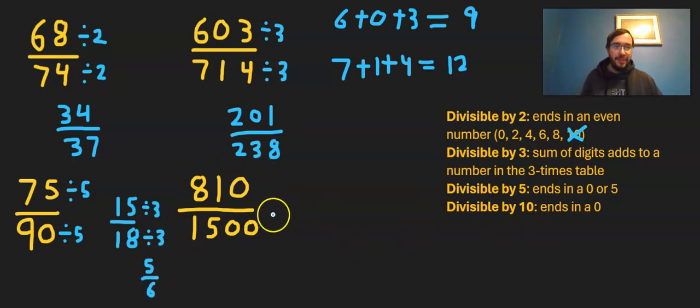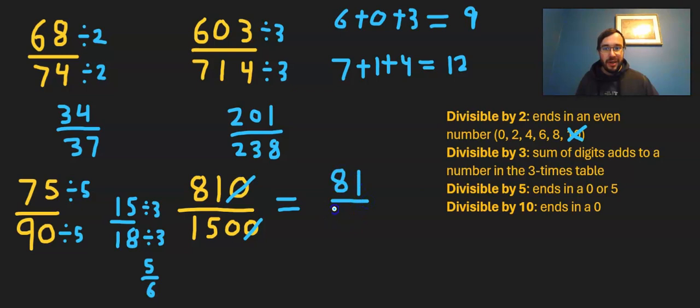Okay, and same thing with 10. If a number ends in a 0, it's divisible by 10. And what's great about this is you don't even really have to think too hard. If they both end in a 0, you can literally just chop off the 0 at the end for both of them. So 810 over 1500 can right away be simplified to 81 over 150, right off the bat. So if you see a 0 in the top, you see a 0 in the bottom, you can just do that right away. It's a pretty sweet little trick.